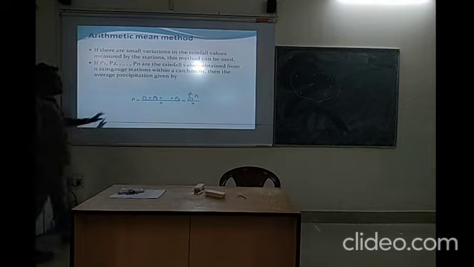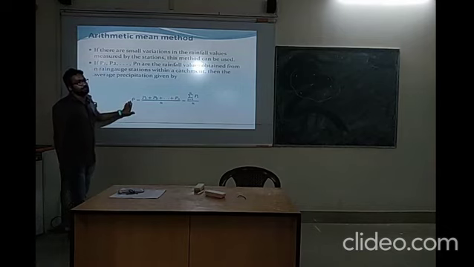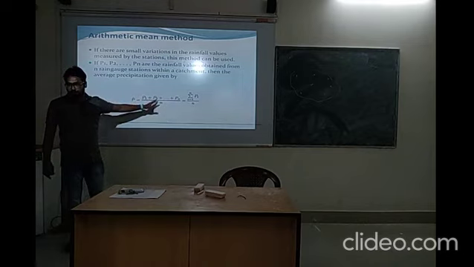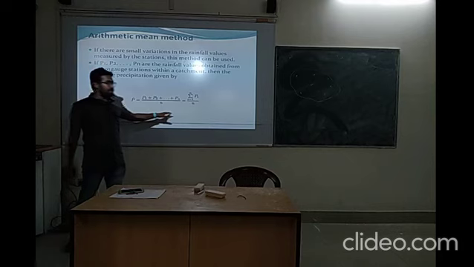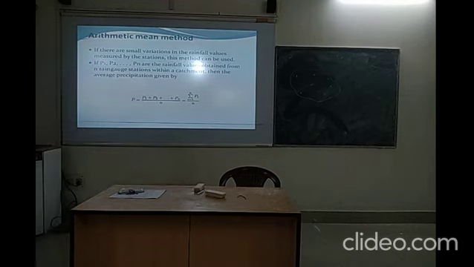The mathematical representation will be like this: the average rainfall P bar equals (P1 + P2 + ... + Pn) divided by the number of stations n. That can be expressed by the equation as summation of Pi, where i varies from 1 to n, divided by n. Clear? Simple.